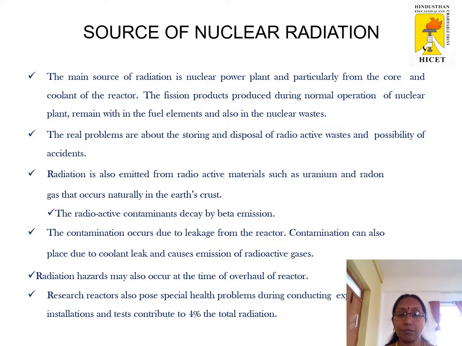Radiation is also emitted from radioactive materials such as uranium and radon gas that occur naturally in the earth's crust. The radioactive waste or radioactive contaminants decay by beta emission. The contamination occurs due to leakage from the reactor, and contamination can also take place due to a coolant leak, and it causes emission of radioactive gases. Radiation hazards may also occur at the time of overhaul of the reactor.